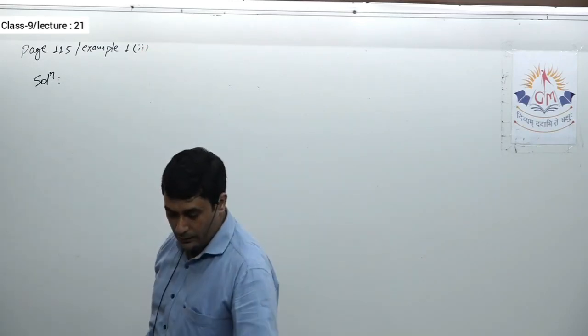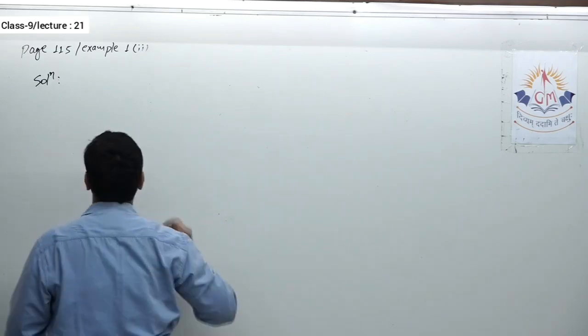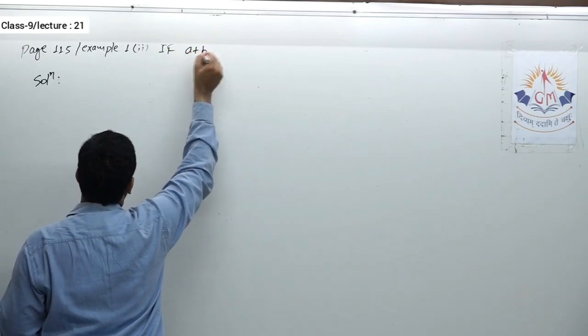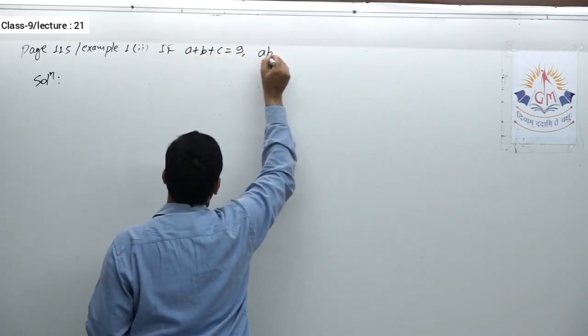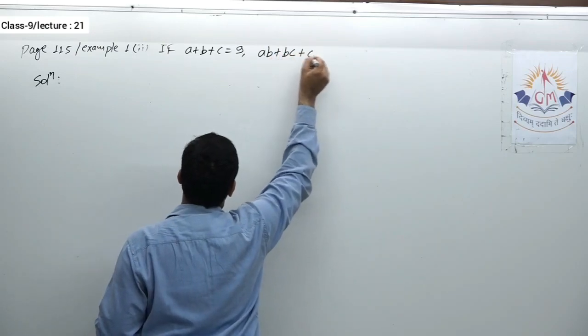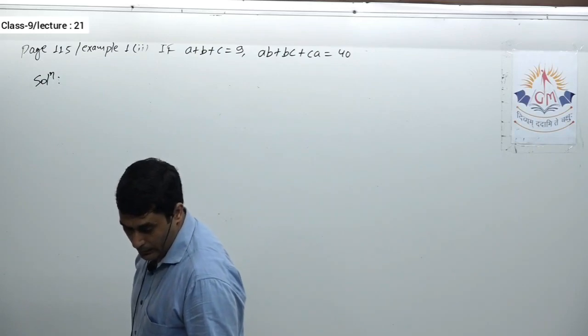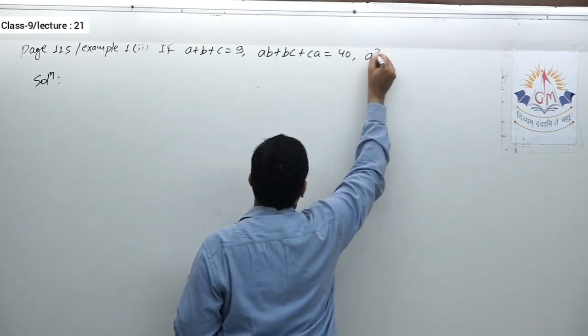Over here a plus b plus c is given as 9, and ab plus bc plus ca is given. If a plus b plus c is equal to 9 and ab plus bc plus ca is 40, then you have to find the value of a square plus b square plus c square.